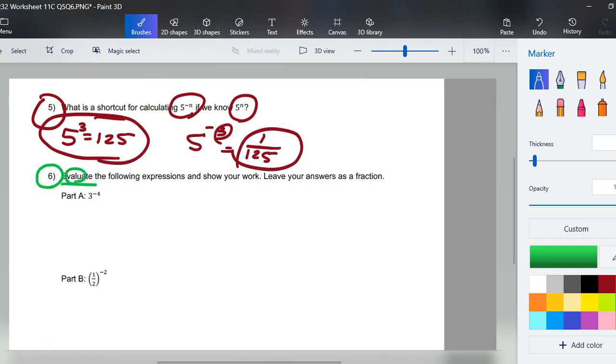Evaluate, find a value for the following expressions and show your work. Leave your answers as a fraction. So there are multiple ways that we could calculate, starting with part A, multiple ways.